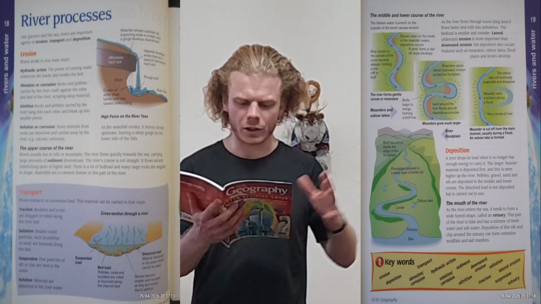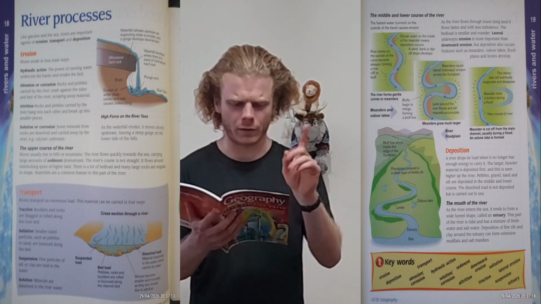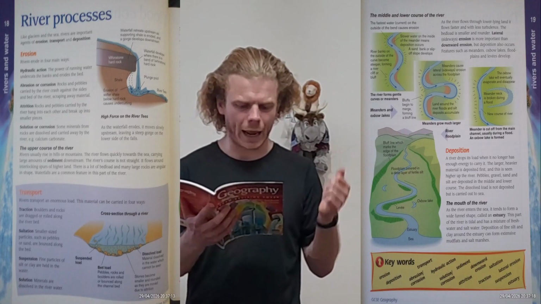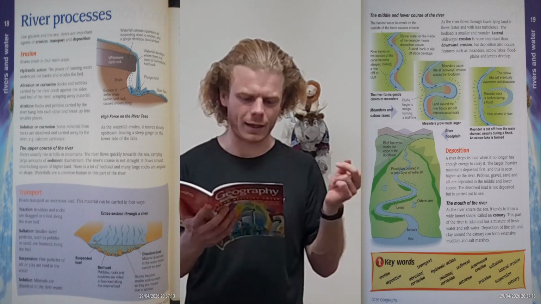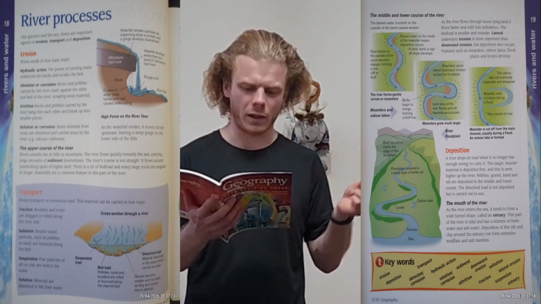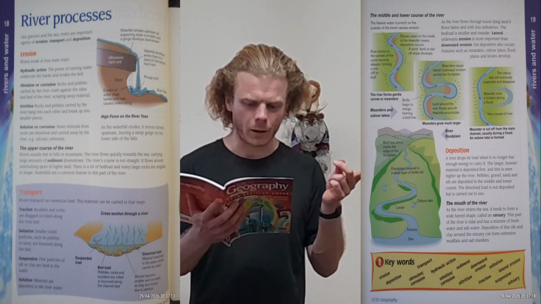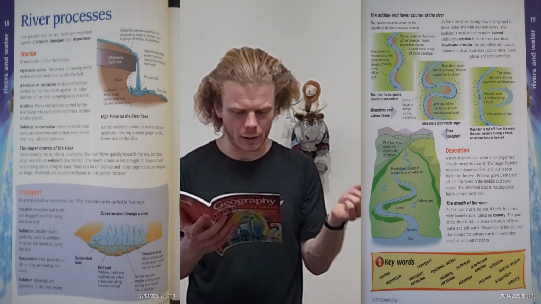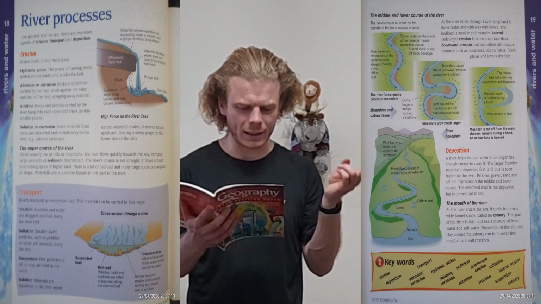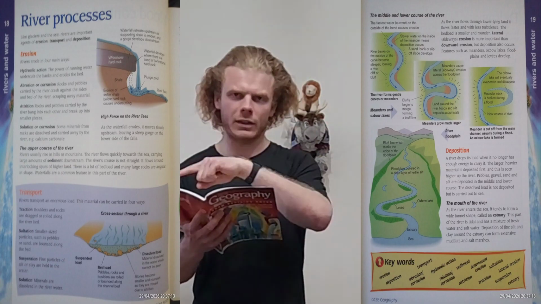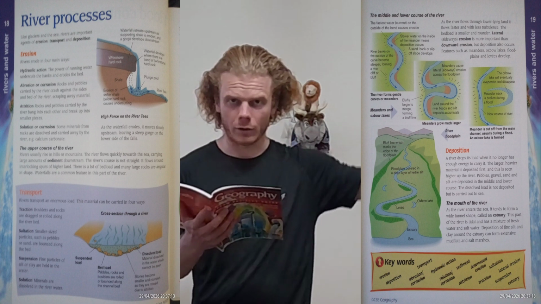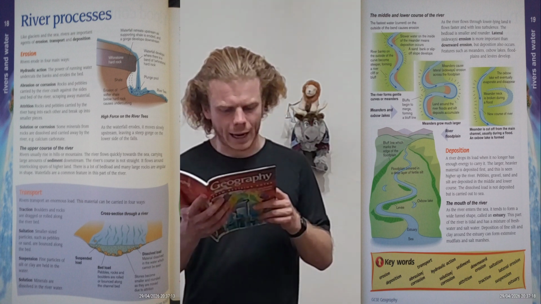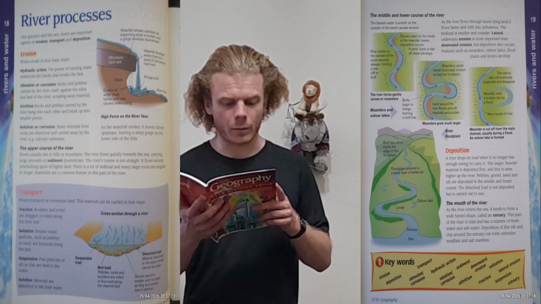I think we mean just water going along. Let's look at the next one. Abrasion or corrasion. Rocks and pebbles carried by the river crash against the sides and bed of the river, scraping away material. The first one was the water going along; now we have little rocks and pebbles inside the water crashing against the sides while being transported with the water. Attrition. Rocks and pebbles carried by the river bang into each other and break up into smaller pieces.